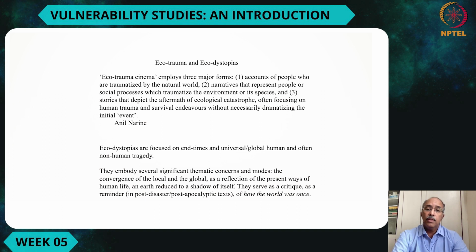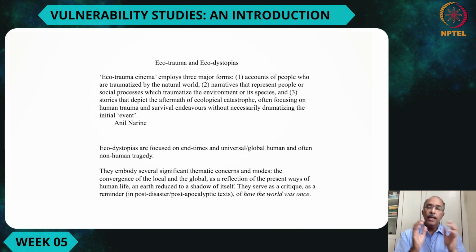So eco-dystopias focus on the end times and a more or less universal or global human and, in many cases, non-human tragedy. So these novels and films show several significant thematic concerns. The local and the global converge, and you will recall what I said in the earlier session, where we said there will be planetary destruction, but the focus remains on one family or one group of people, and maybe sometimes just one city. So Manhattan here or some other place, but it has to be seen as a symbol of the entire world being destroyed. Because you cannot show the entire planet being destroyed, they focus on one particular segment or one particular territory in which disaster has happened.